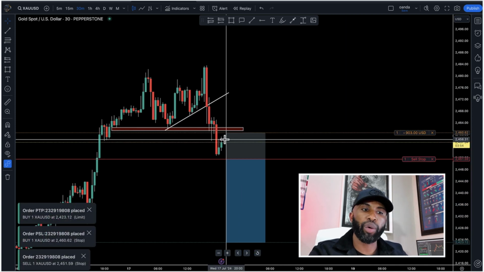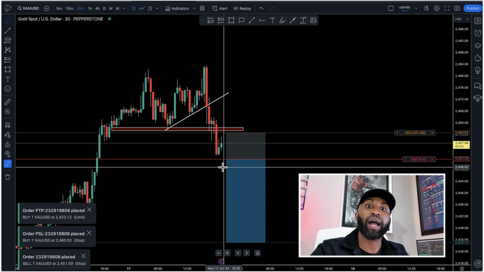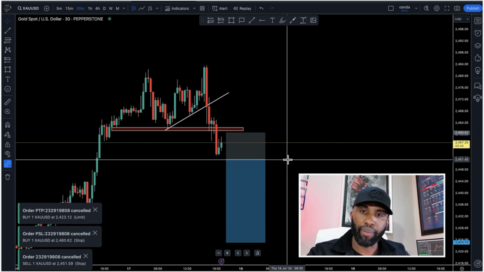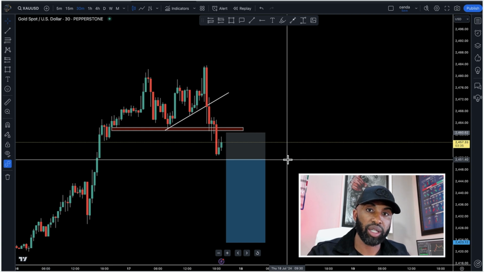This way, when price gets to this point, I am going to automatically get into a sell. So just to recap, a market execution is when you buy on the current price. A buy limit is when you set an automatic order to get activated at a certain value that is less than the current market value.